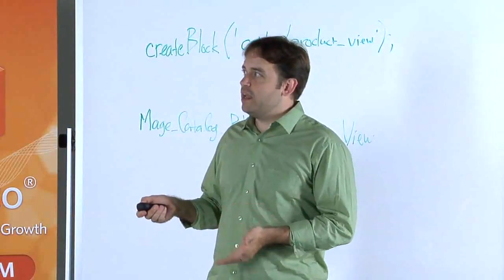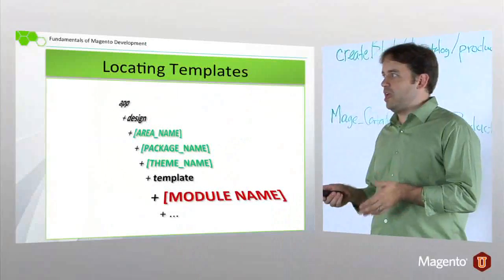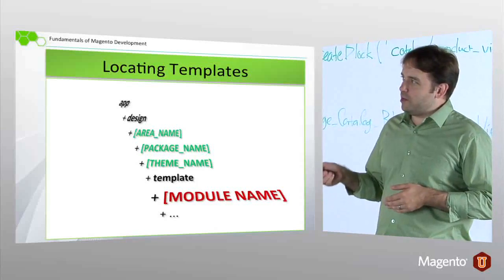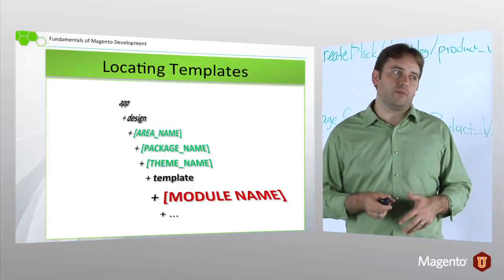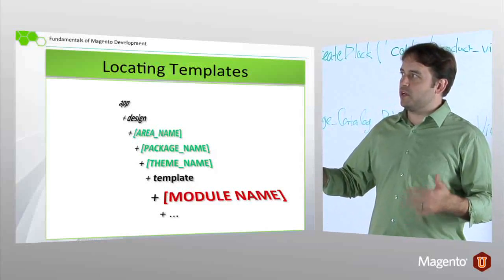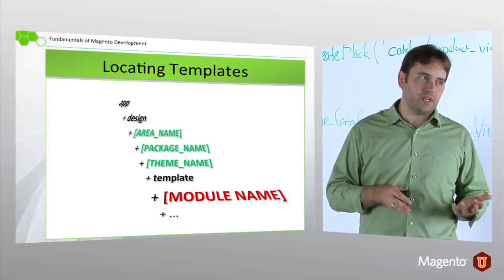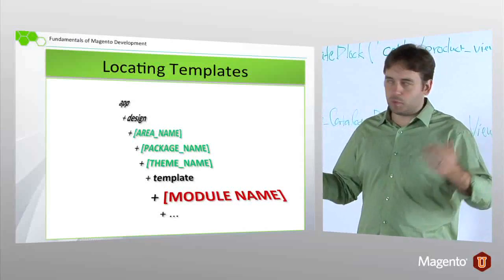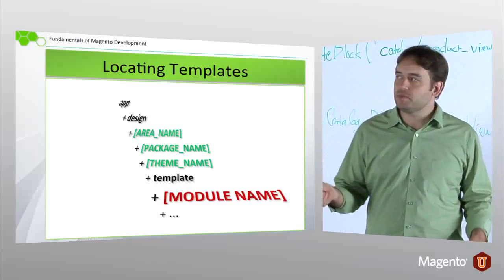But for right now, to find templates in Magento, you would look under App Design, and then an area name, package name, theme name, template folder. I know this is kind of a frustrating hierarchy to remember, but generally if it's a front-end template, so customer-facing, it'll be app design front end. And if it's an admin template, it'll be app design admin HTML. Okay? Those are area names, simply.